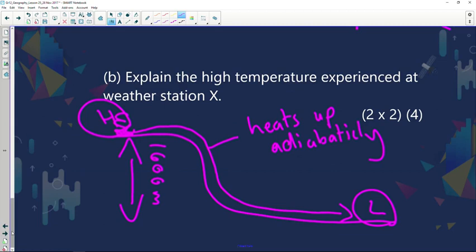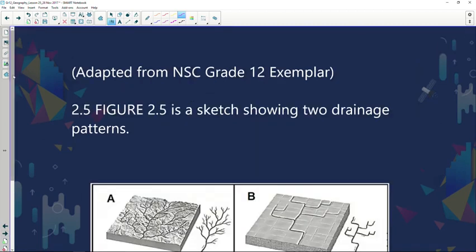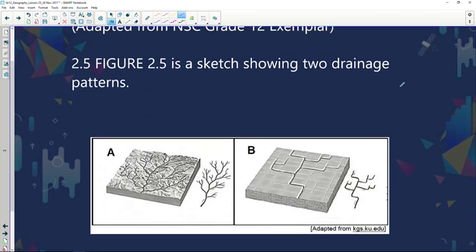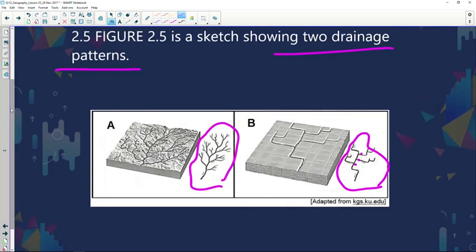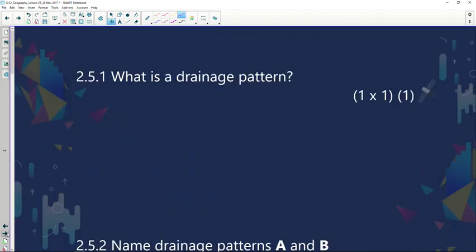Let's go look at our next question. Okay, figure 2.5 is a sketch showing us drainage patterns. Now, quickly, very easy to identify it. If you look at A, first of all, it resembles the branches of a tree. And if you look at B, it joins at acute 90-degree angles, as you can see over there. Now we've learned in our theory that we need to know the characteristics and how to be able to identify these drainage patterns. Let's quickly go and have a look at the questions as being asked.